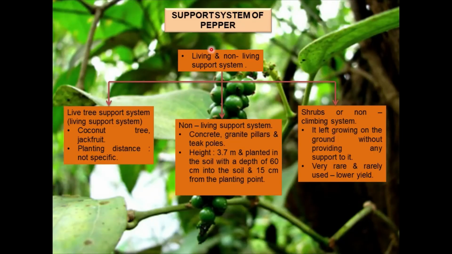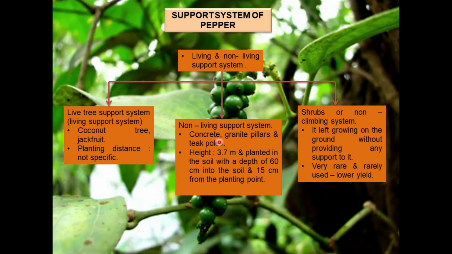Support system of pepper. Pepper needs a support system for its growth, which can be either living or non-living. The first one is the living support system, known as the live tree support system. It includes coconut trees and jackfruit. The planting distance is not specific because it depends on the spacing of the live tree supports that have been grown.